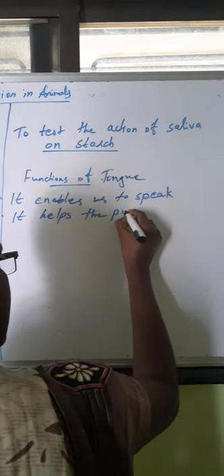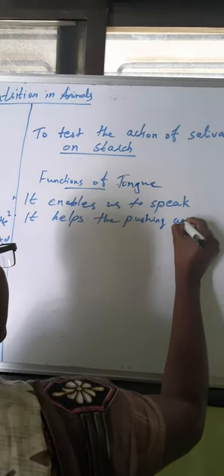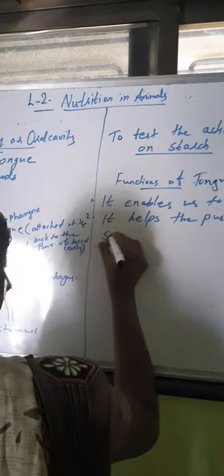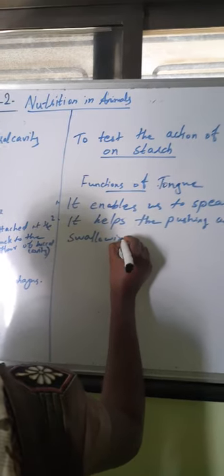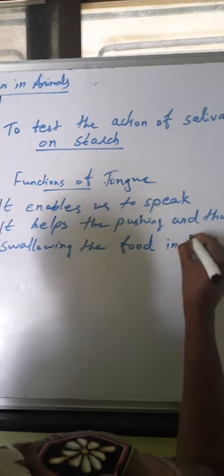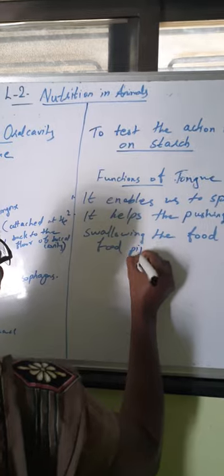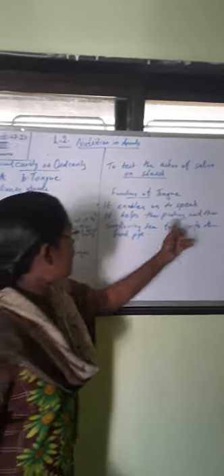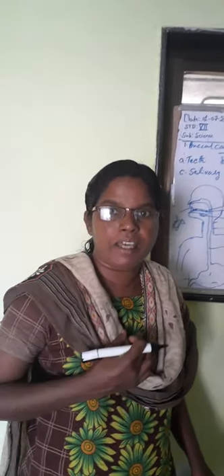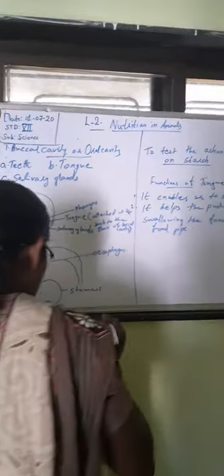It helps in pushing and thus swallowing the food into the food pipe. So the first function is that it enables us to speak. The second is that it helps in pushing and swallowing the food into the food pipe. Our food is pushed and swallowed into the food pipe with the help of the tongue.